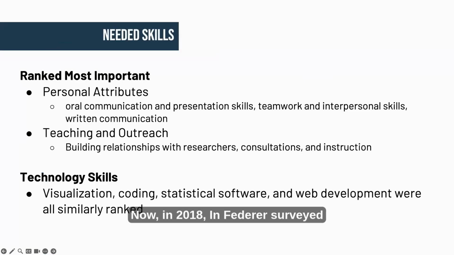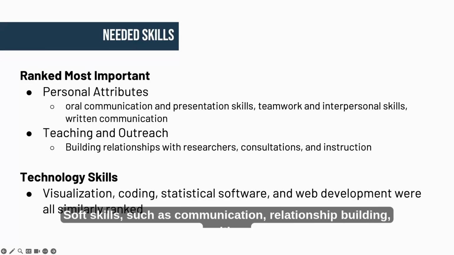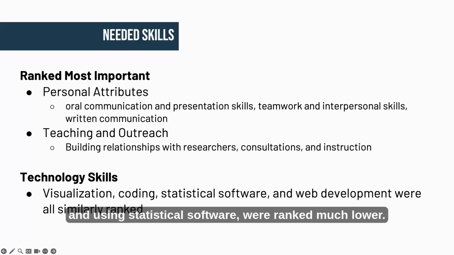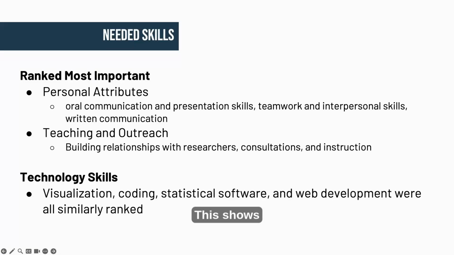Now, in 2018, Federer surveyed data librarians about the skills they considered most important in their roles. Soft skills such as communication, relationship building, writing, and presenting were among the highest ranked skills. More technical skills such as programming languages, data visualizations, and using statistical software were ranked much lower. Technical skills all ranked similarly, with about 30 to 50% of survey respondents saying that technical skills were very important.